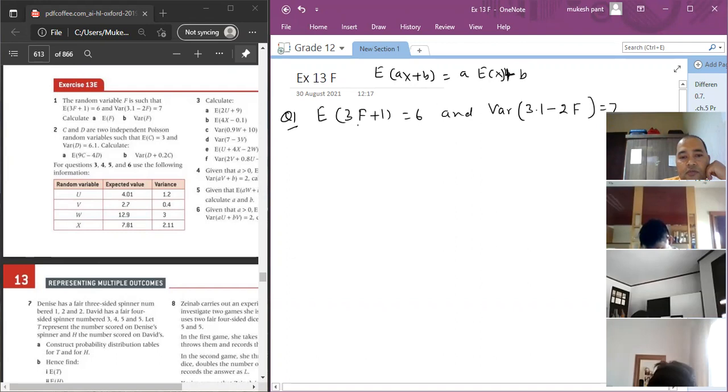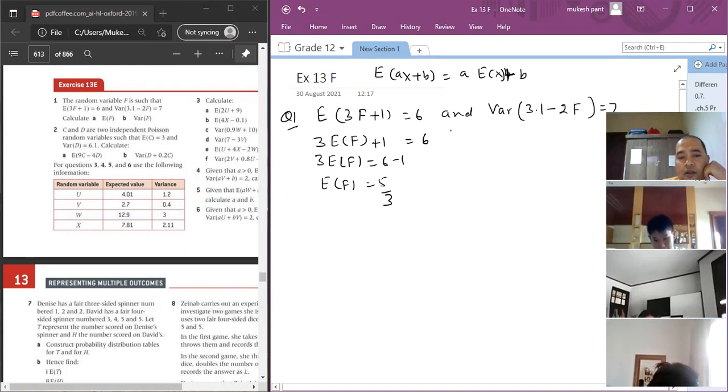So it means we will open this. This is 3 times the expected value of F, and then plus 1 equals 6. Here what we have to find out is the expected value of F. So 3 times E of F equals 6 minus 1, so E of F equals 5 over 3. I'm using this formula: E of aX plus b equals a E of X plus b.